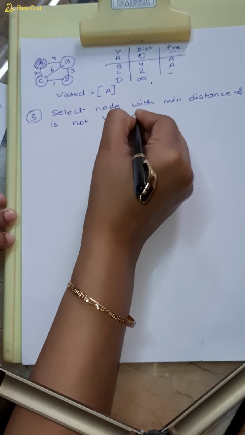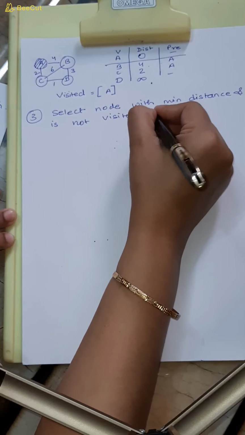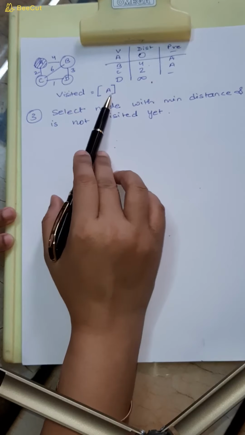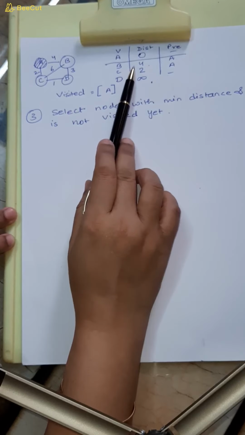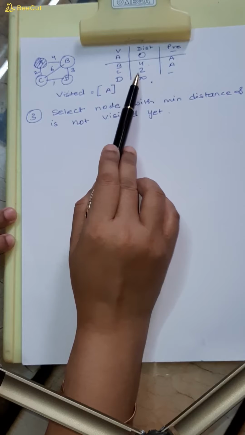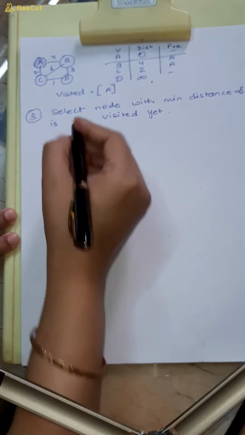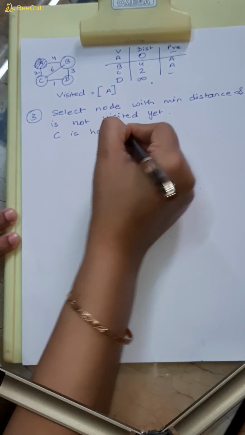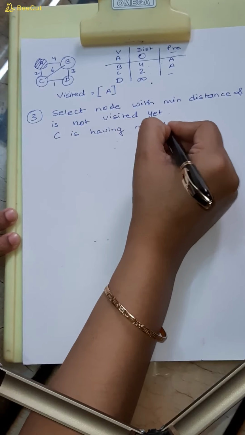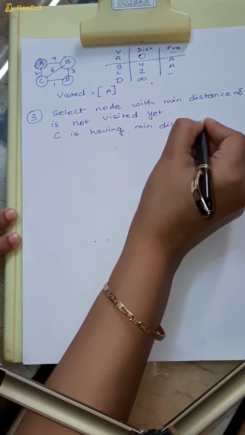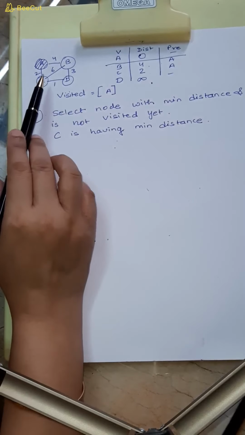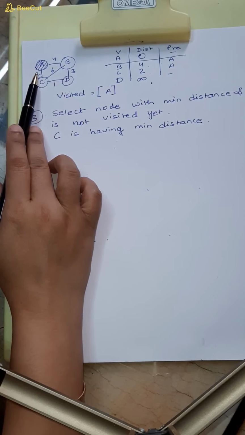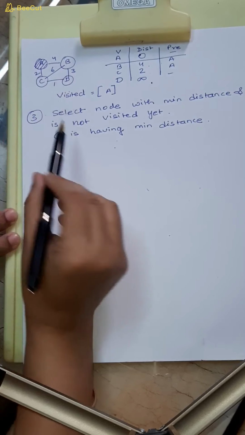Okay, it should not be in the visited array, and secondly it should have minimum distance. So in B, C, D, you can see that C is having minimum distance. So in this case C is having minimum distance. So we'll explore the neighbors of C. Now in the diagram you can see neighbors for C are A, B and D. A is already visited, so we are not going to touch it. We'll check for B and D.